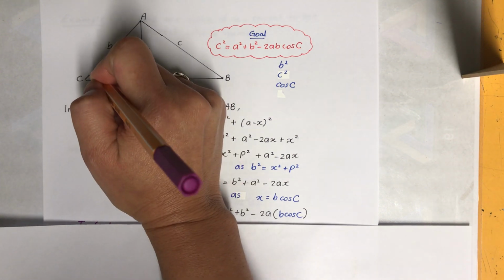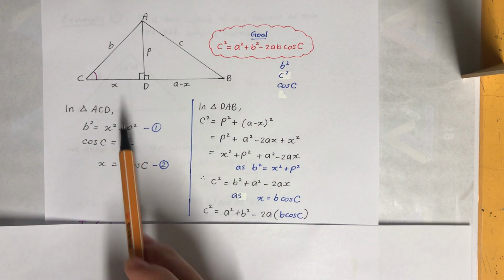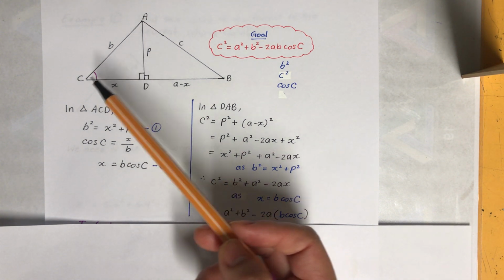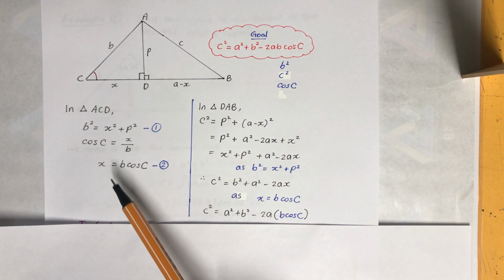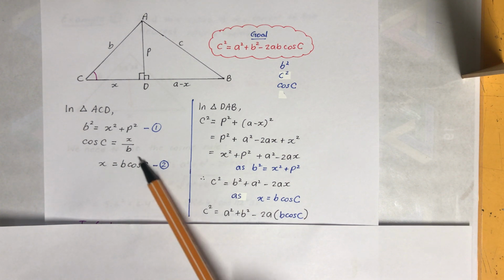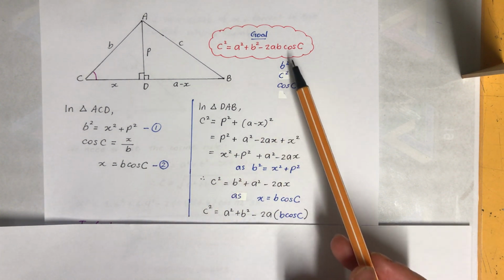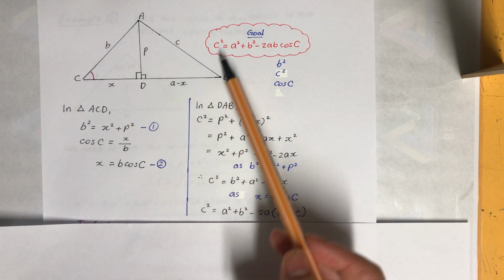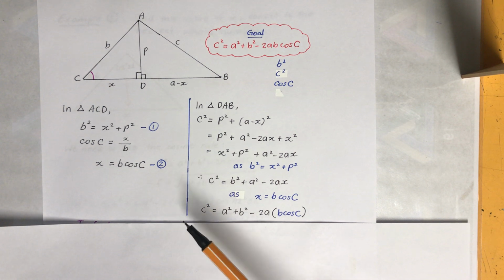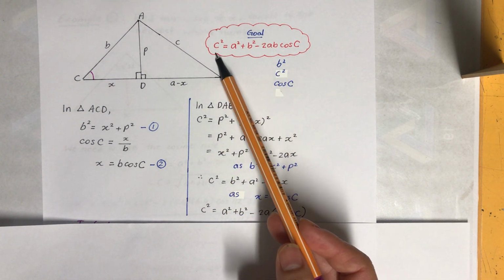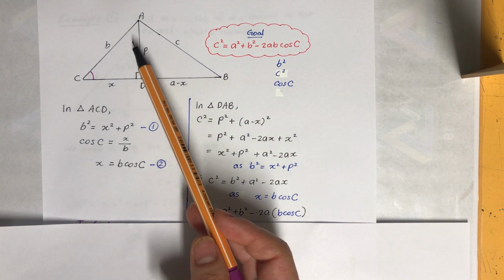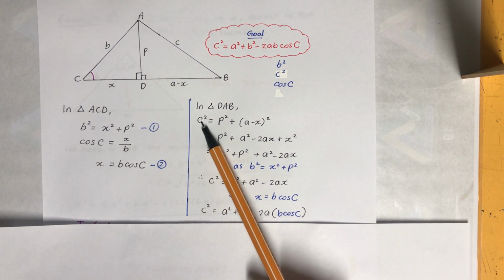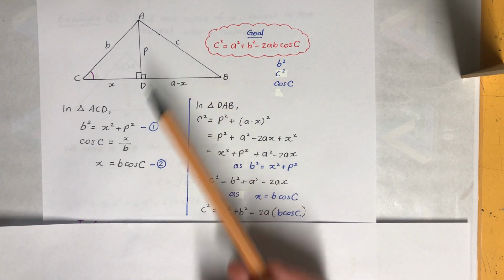And I need a cos C. So I'm going to bring up cosine C equals, what is it? Adjacent over hypotenuse will be X over B. And then I'm going to make X the subject so that I will have a nice B cos C. I can see B cos C right there. And that was just for this triangle. Now moving on to the triangle DAB. Now I need a C square. So C square equals what? B square plus A minus X, squared, because C is the hypotenuse, opposite the right angle.